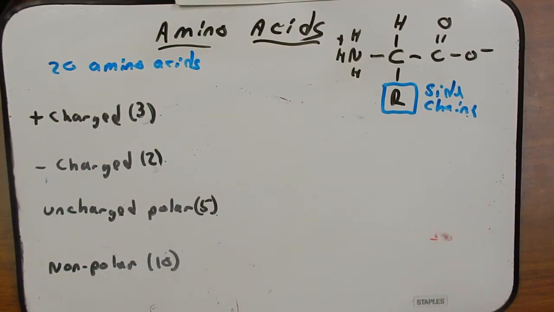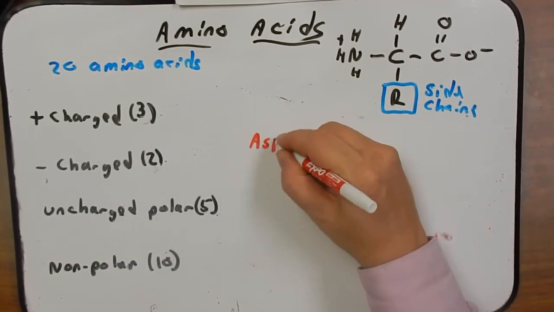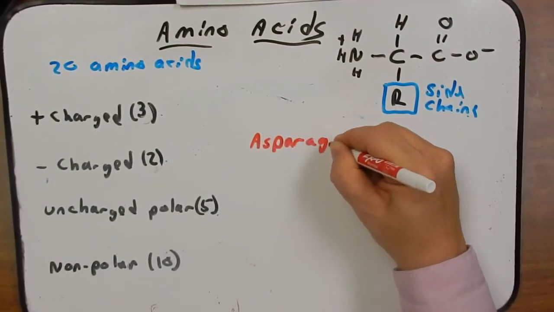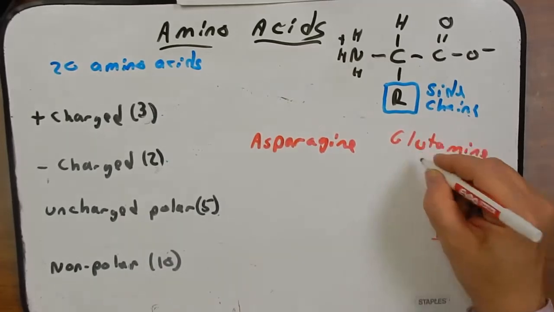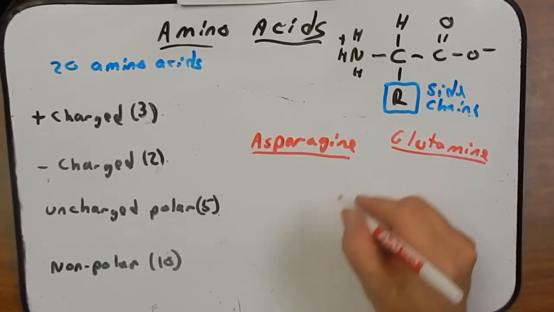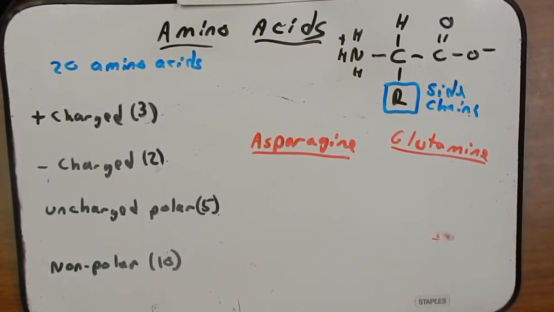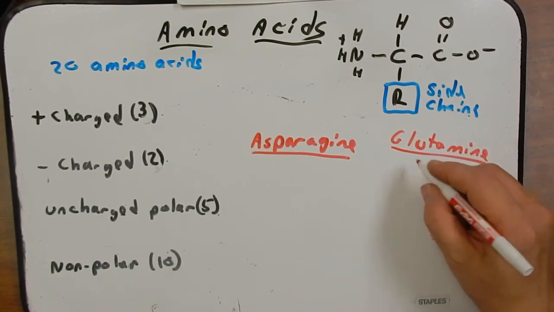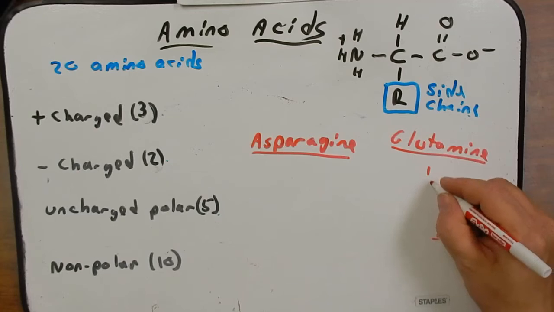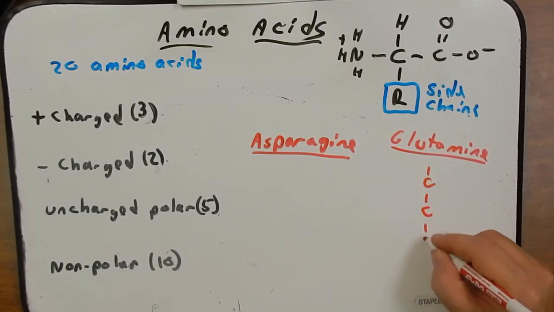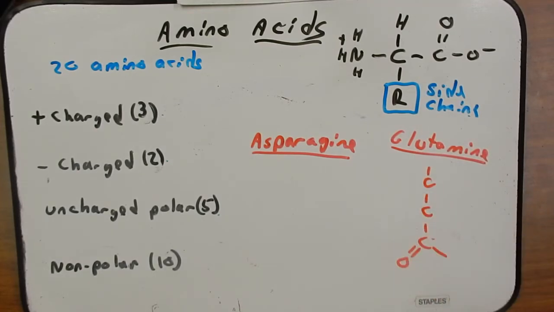Okay, next let's talk about our 5 uncharged polar. We have asparagine and glutamine. They're similar to the structures of aspartic acid and glutamic acid, with a noticeable difference. Just like with their acid counterparts, glutamine has 3 carbons forming this R group. But instead of having that O there, it has this amino group.